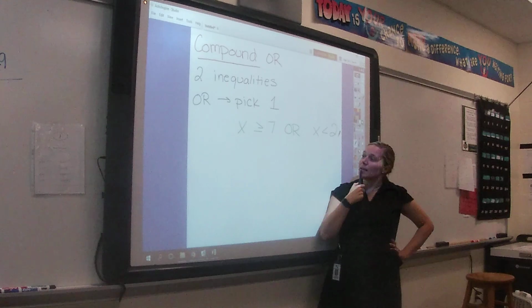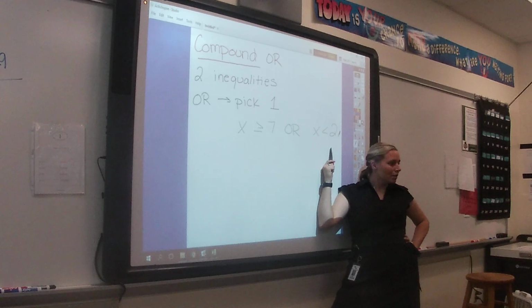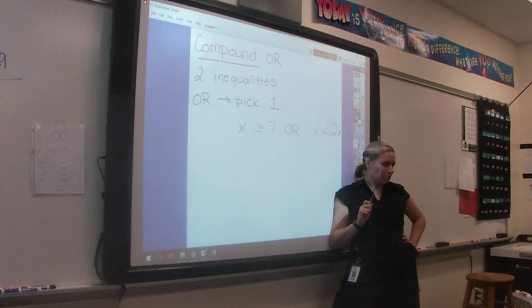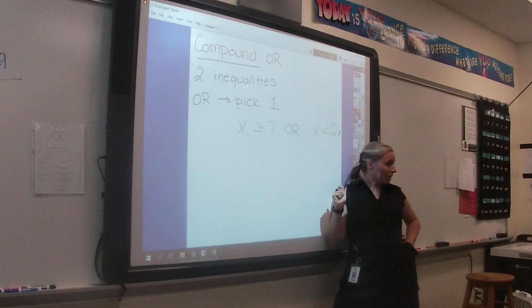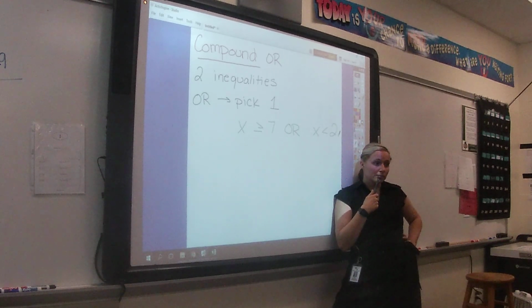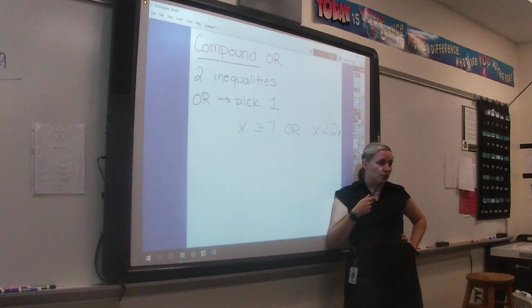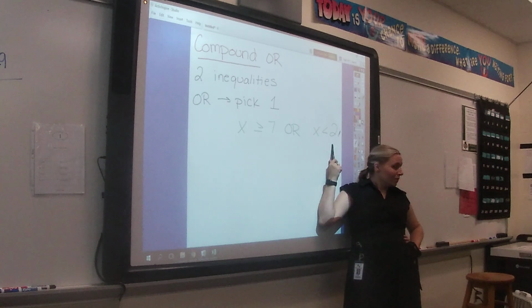5. Is 5 greater than or equal to 7? No. Is 5 less than 2? No. So does 5 make one of these true? No. So is 5 an answer? No. Could it be 7 because it's greater than 2? 7 could be an answer because it's or equal to. How about 10? Yeah, that's one. Is 10 greater than or equal to 7? Yes. How about 11? How about 12? Yeah. How about 12.1? How about 12.11? How about 12.111? How about 12.1111? How about 1.9? 1.99? 1.999? Because that's less than 2?